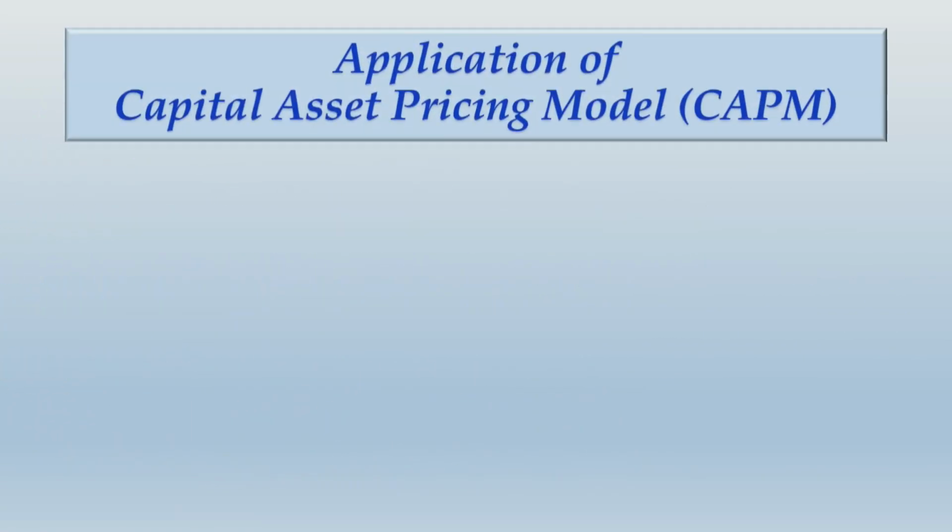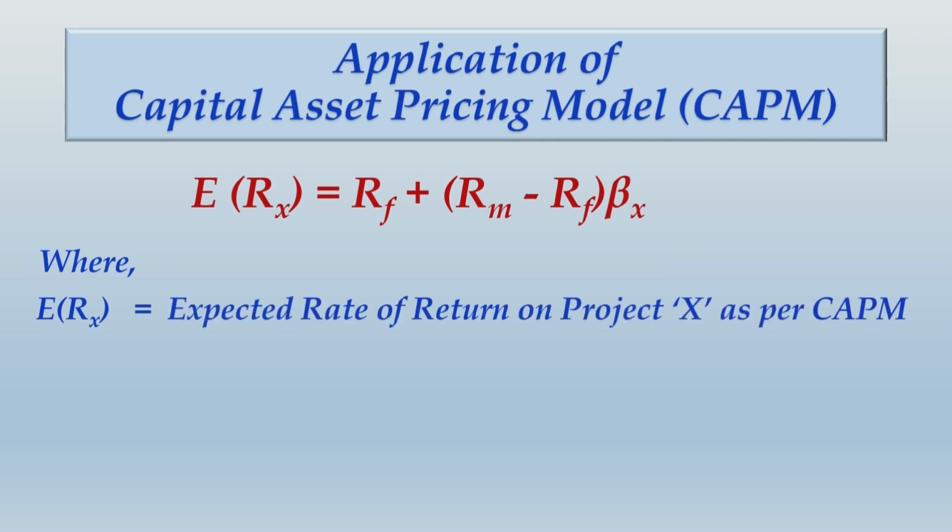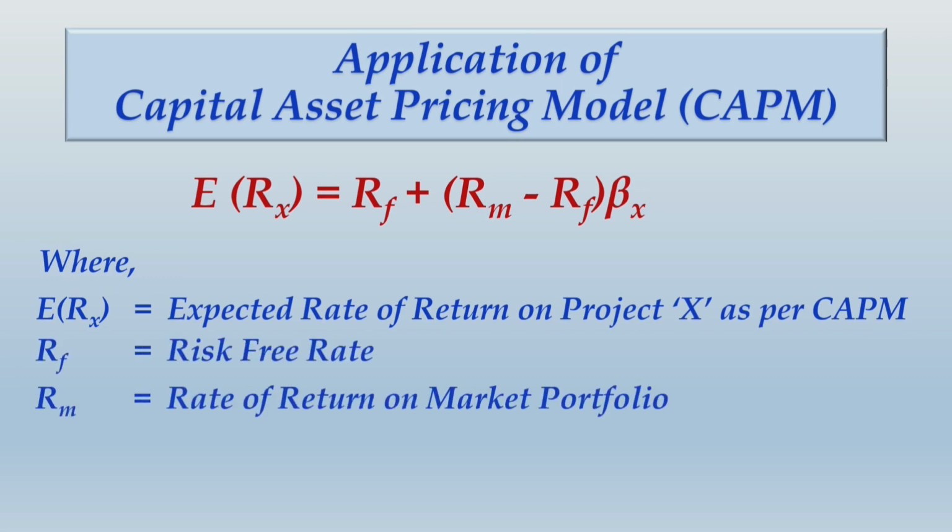Let us move ahead, and now we talk about the application of the capital asset pricing model. Now you would have read about this particular equation of the capital asset pricing model, where ERX equals RF plus (RM minus RF) into beta of X. Now what are these variables? Let us try to understand. ERX indicates the expected rate of return on project X as per the capital asset pricing model. RF stands for the risk-free rate, RM stands for the rate of return on the market portfolio, and beta of X is the beta factor for project X.